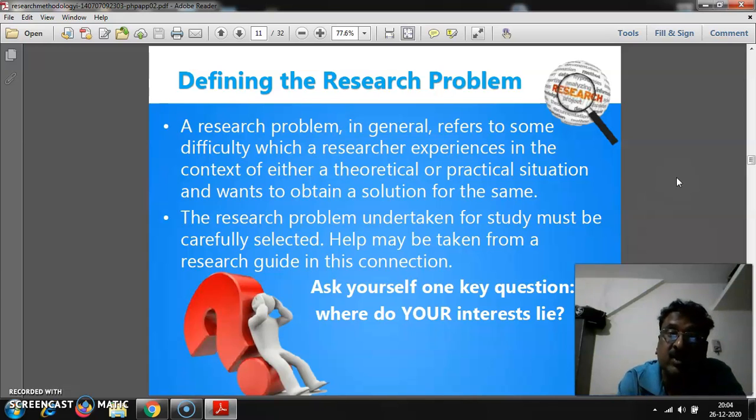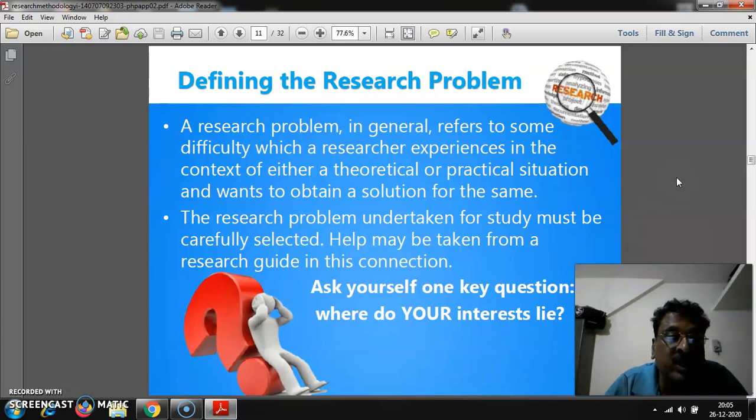Ask yourself one key question: where do your interests lie? It is very important. Sometimes, on the pressure or force of higher authority, without knowing something about that research, if you go for research you will automatically fail. So ask yourself: which field are you interested in? That is very important. If you are interested in a particular field, research will flow smoothly. Otherwise, it is difficult for the researcher to define the research problem.